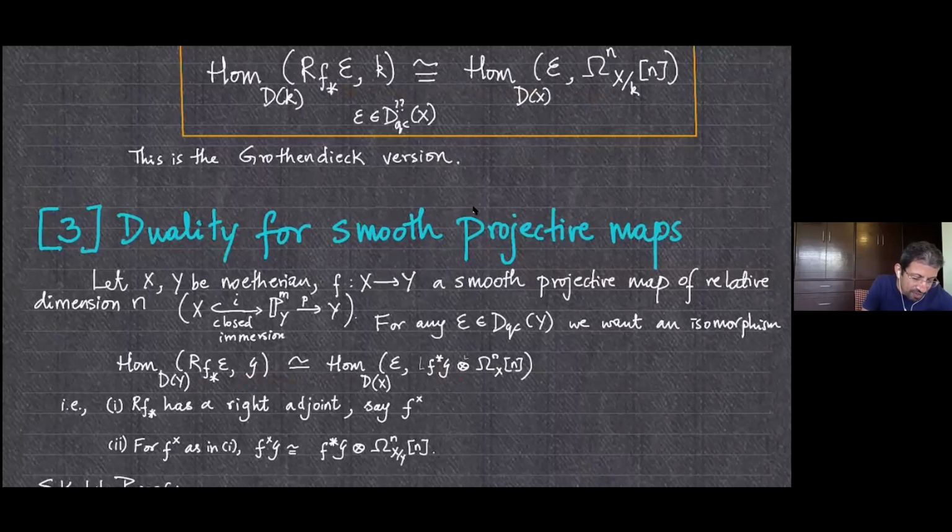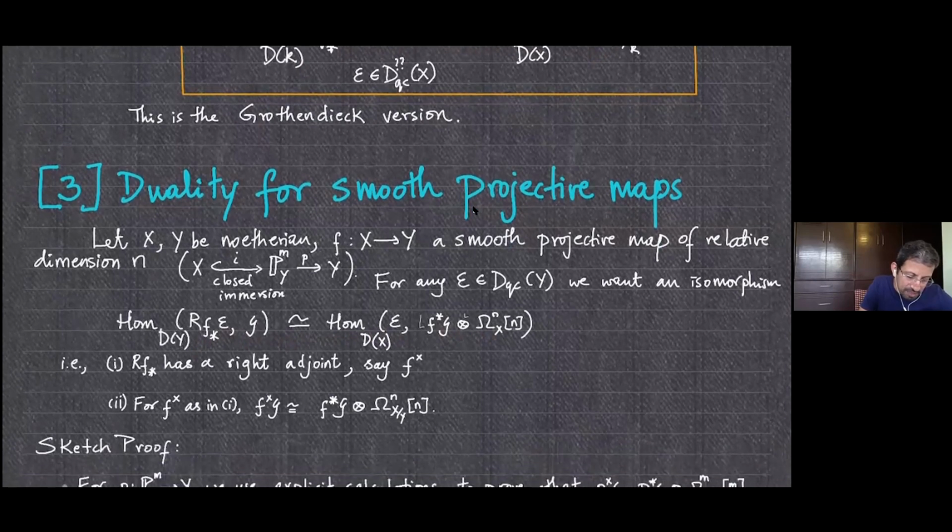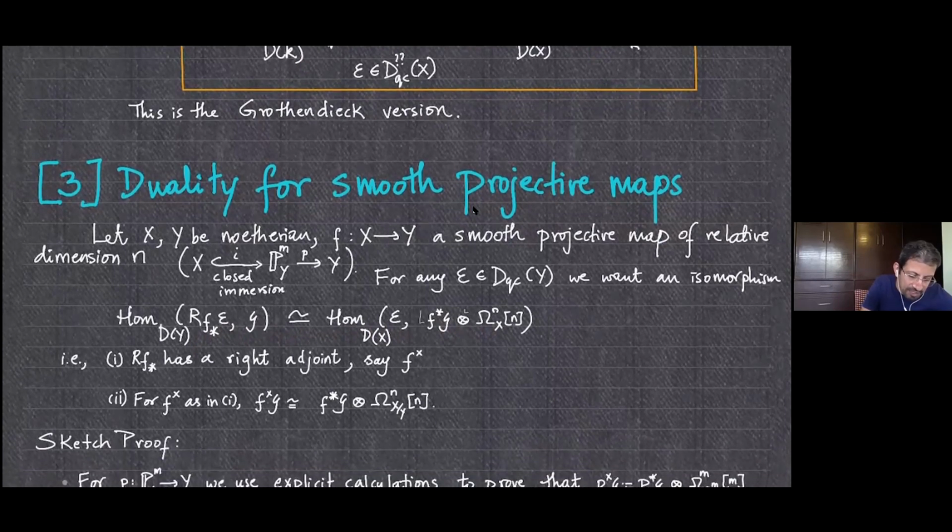Hom_{D(Y)}(Rf lower star E, G) is isomorphic to Hom_{D(X)}(E, Lf upper star G tensor with omega^n_{X/Y}). And what does this mean? In other words, I have essentially split this same statement into two statements. First is that if you look at Rf lower star, this functor, it will send complexes with quasi-coherent homology to complexes with quasi-coherent homology. And so that functor has a right adjoint. That's what it's saying, because Rf lower star is appearing here, and here there's some functor. So this is the right adjoint.